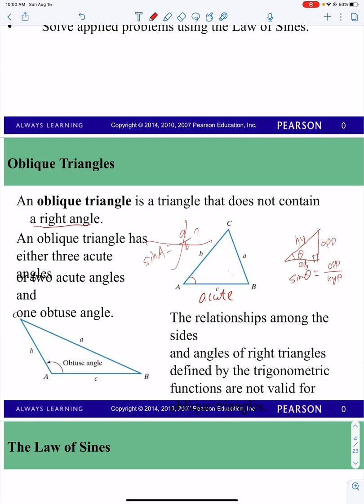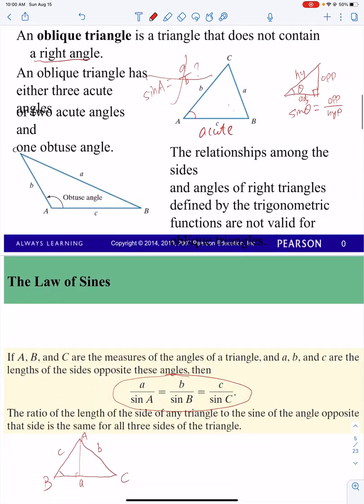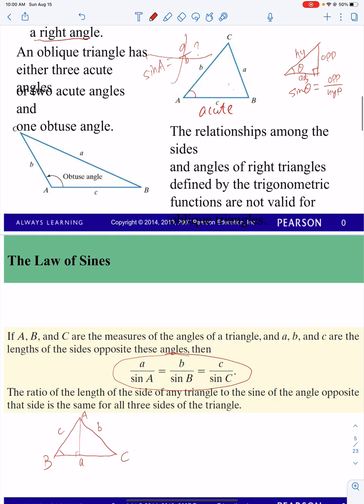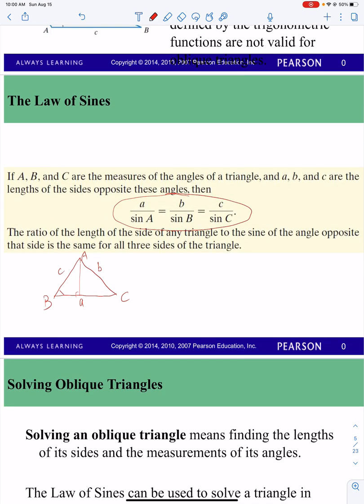So how could we solve oblique triangles? We will use the following technique: the law of sines and the law of cosines that we will learn next section. So what is the law of sines? If A, B, C are the angles, with A corresponding to side A, B corresponding to side B, C corresponding to side C, then A over sine A equals B over sine B equals C over sine C.